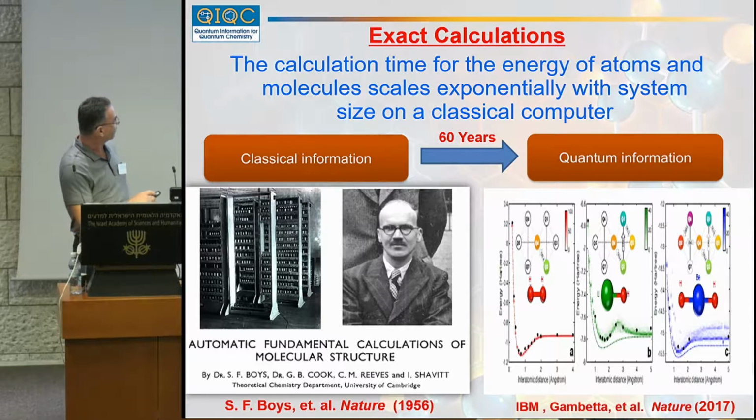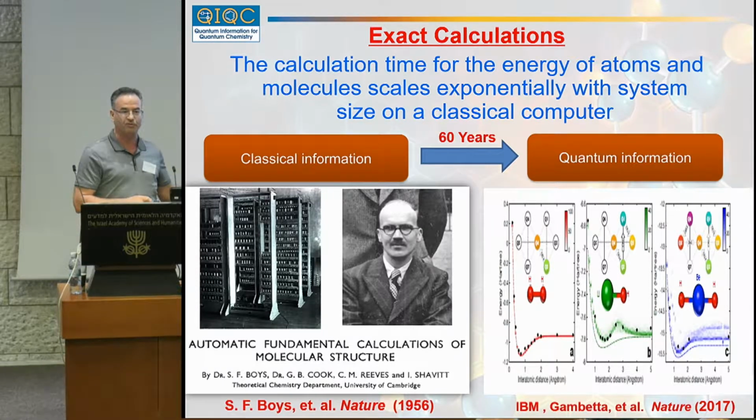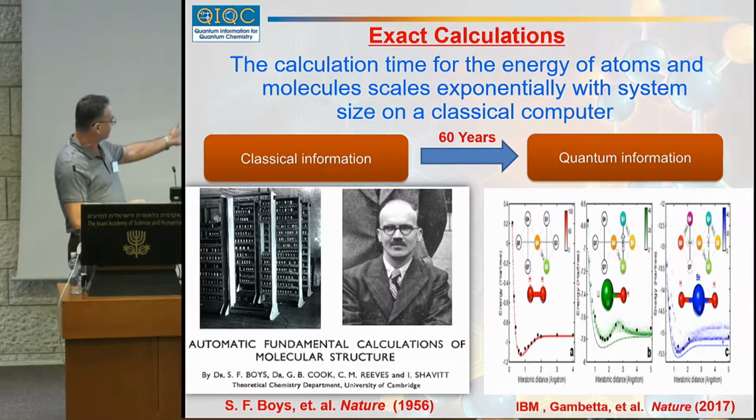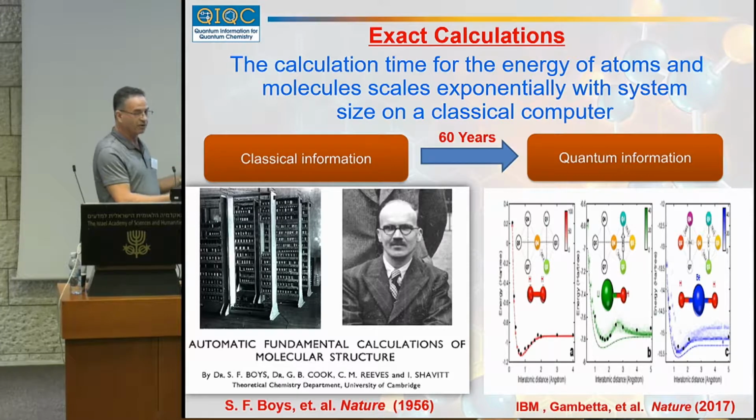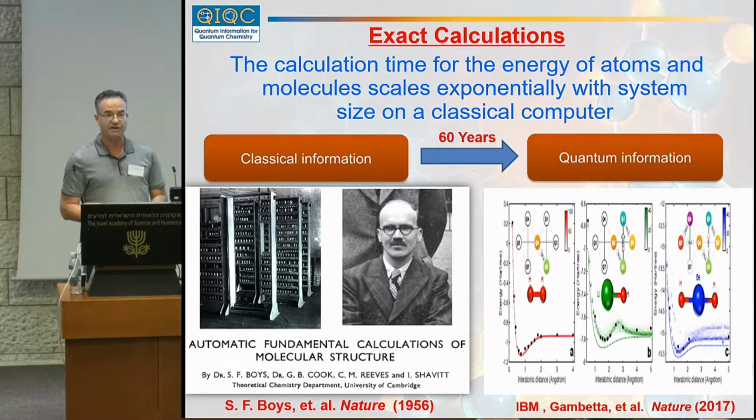So if I draw the analogy, if I go back 60 years, in the early 50s, when we invented the classical computer in the 40s, people like Boyce were the pioneers of designing algorithms to solve with that classical machine. And now, 60 years later, we have quantum information, and these are our results from an IBM machine. And they did potential energy surface for small systems. So you see the analogy. Now we have a quantum computer, and people are really pushing the application of this into quantum chemistry.